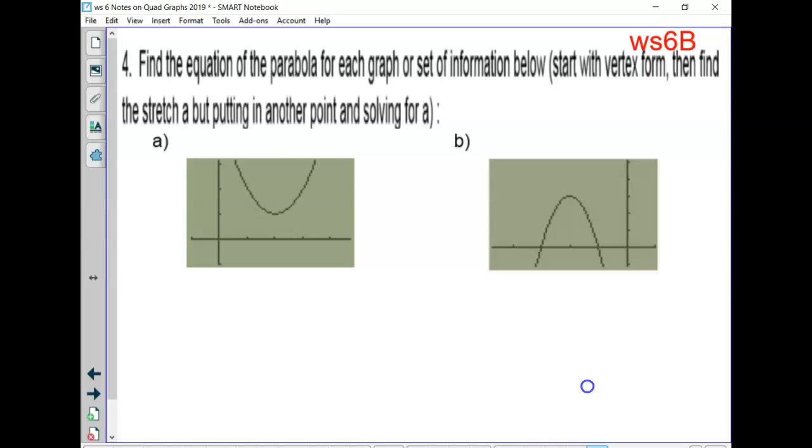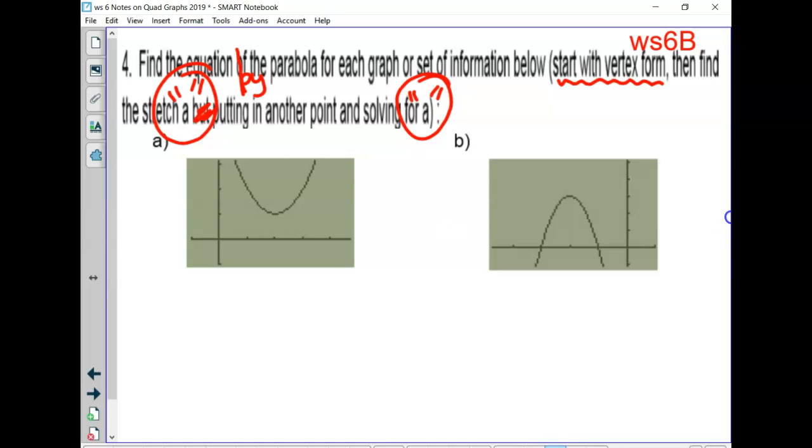All right, moving on. We need to talk for the last 7 or 8 minutes here about finding the equation. The things you need to do, guys, are listed up here. It says start with vertex form, then find the stretch "A" by putting in another point and solving for the quote-unquote A. It is written so badly. All right.